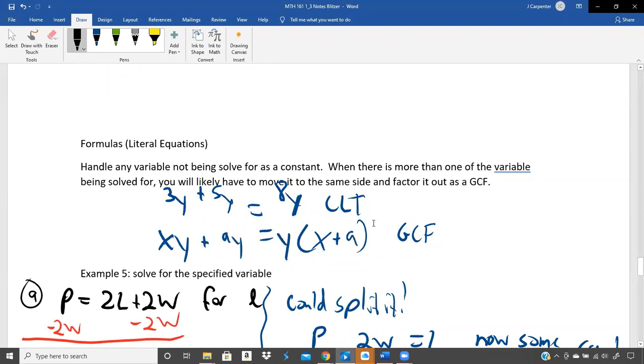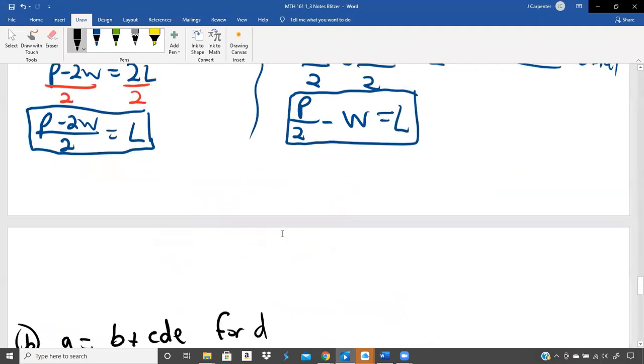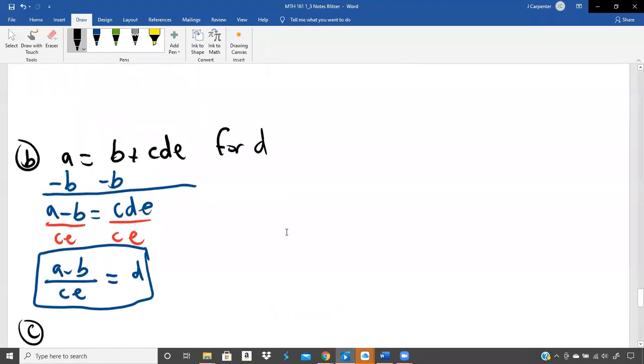If you don't trust this answer right here, if you distribute the y to the x and the a, you will get the original left-hand side. But again, the point is to factor it in this instance. A lot of the times in math, what we want is what we don't have. So that's going to be very important for C.